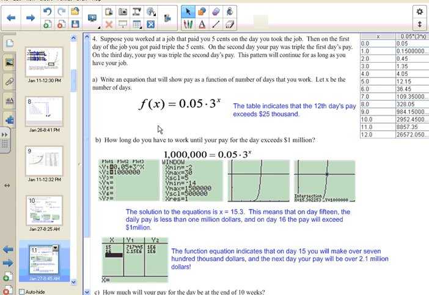So the questions that were asked were how long we have to work for your pay to exceed a million. So I set y equal to a million. I look for the intersection. It says all we have to do is work 15 days. That's just over 2 weeks, or on the 16th day, our pay for that one day will exceed $1 million.